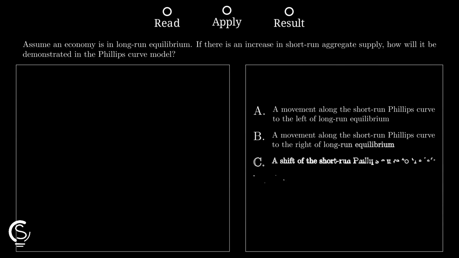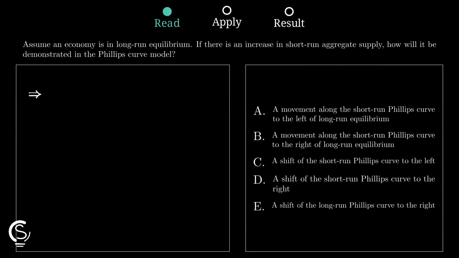Start at long-run equilibrium, then increase short-run aggregate supply. That means firms produce more at every price level, which lowers inflationary pressure while the economy temporarily gets higher output and lower unemployment. In the Phillips curve model, lower inflation paired with lower unemployment cannot be a movement along one short-run Phillips curve because movements along it trade one for the other instead.